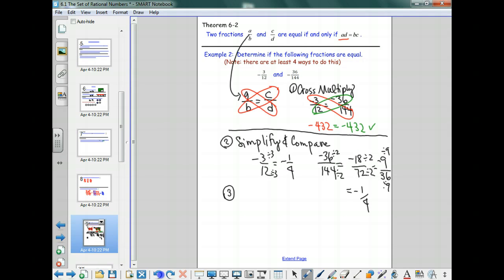Let's do number 3. You could find the least common denominator. So if you compare 12 and 144, what is the least common denominator? 144. So here's 144, and you have the negative 36 already. And you could take your negative 3 and your 12, and what would we need to multiply the denominator by to get 144? 12. And what's 3 times negative 12? Negative 36 over 144, and obviously they both match now.